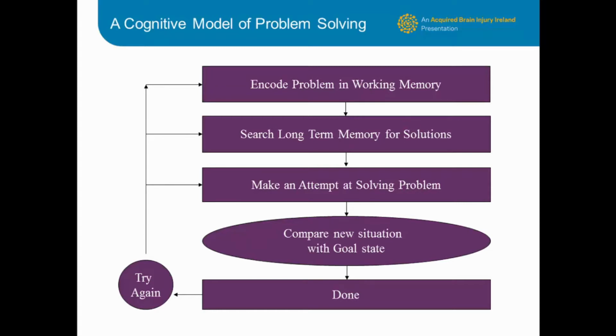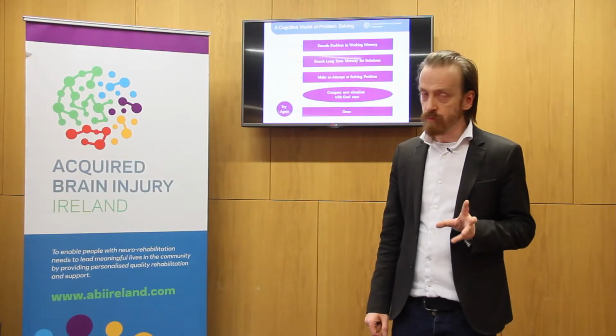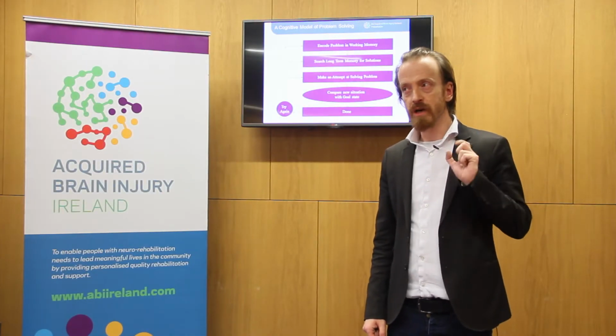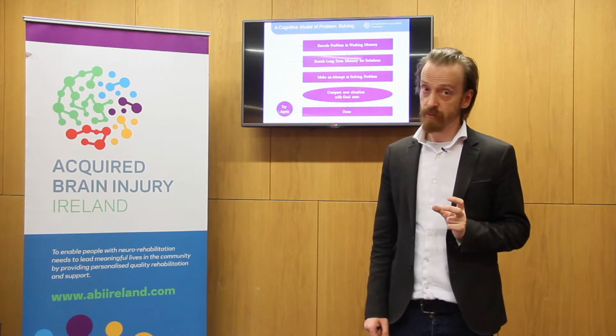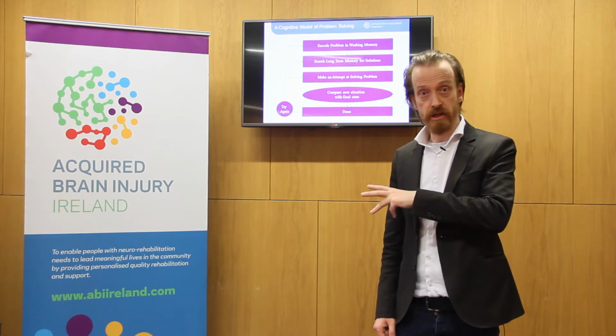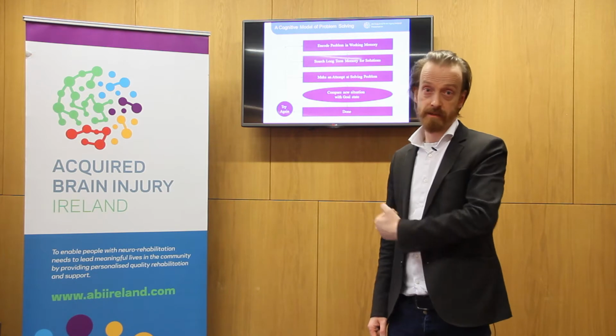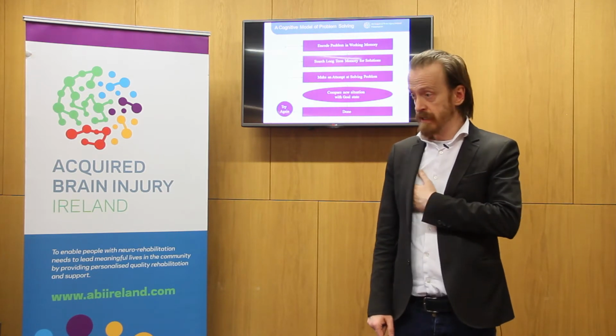You're making an attempt at solving the problem, and then you compare your situation with the goal state. Is the problem solved or not? And if it's solved, great, but if not, you're going back up the model to one of the earlier levels, which is all fine and well, but the real world problem solving that we do and the decision making we do isn't as logical or as formal as that diagram would show.